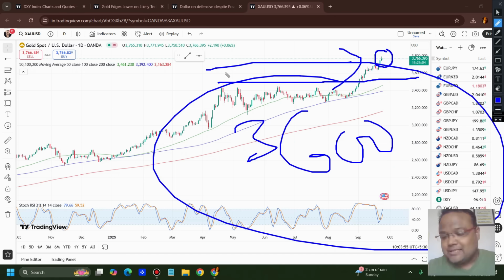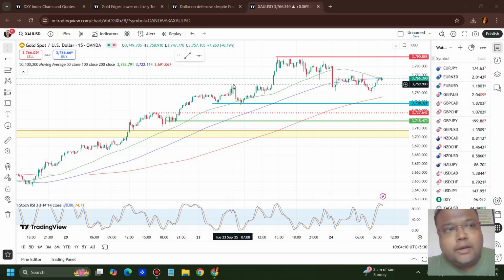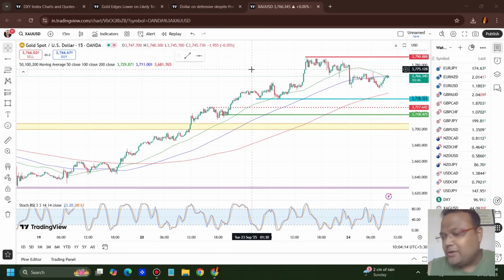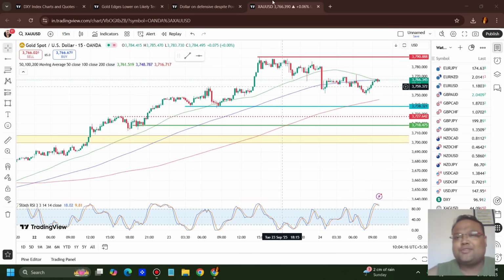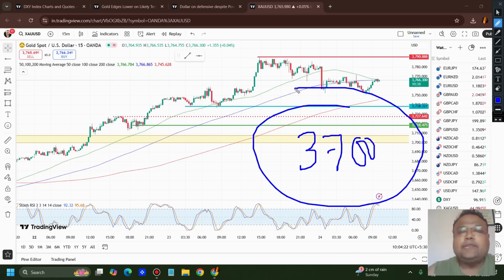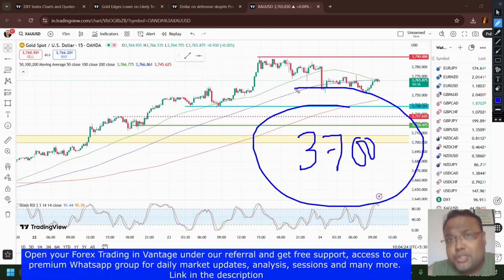Let's discuss where the trading opportunities are right now. We are back on the 15-minute chart of gold, and you can see that we have many lines. Let's try to understand them one by one. First of all, we need to keep our eyes on 3700. 3700 is going to play a crucial role.